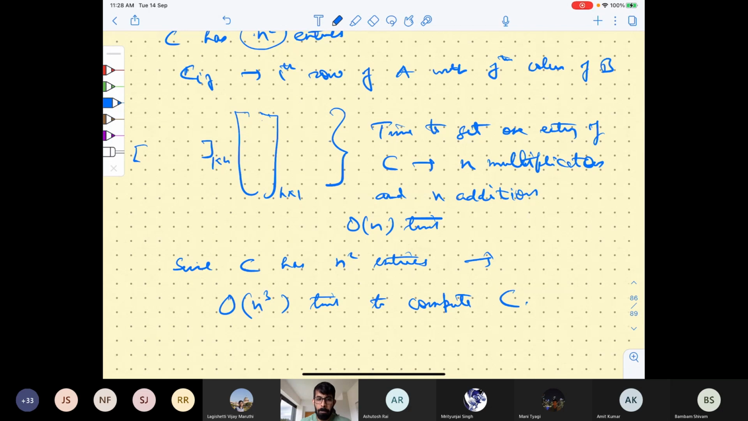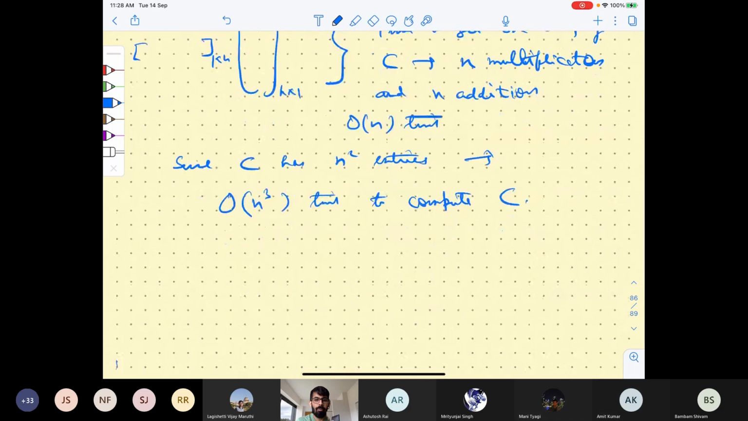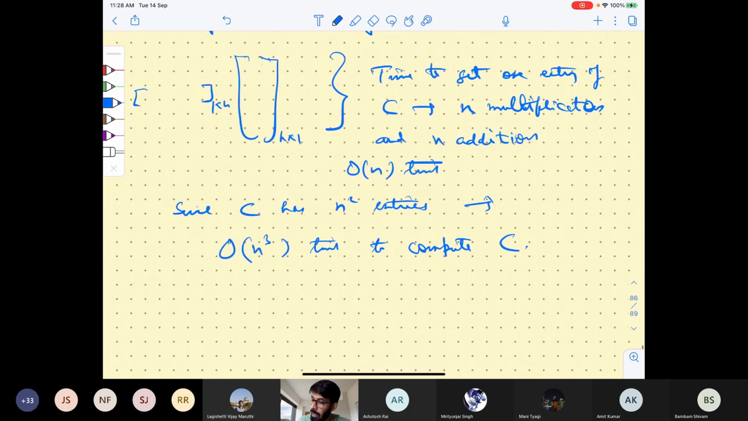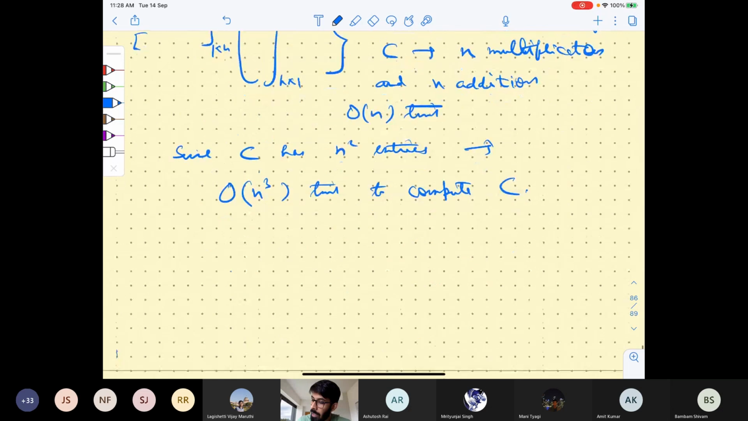Okay. Is that clear? Yes, sir. So again, this is a very iterative algorithm: we go through C entry by entry and calculate each using the rows and columns of A and B. So all right, what do we do now? How do we apply divide and conquer here?